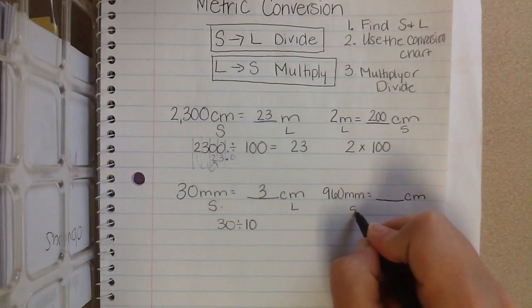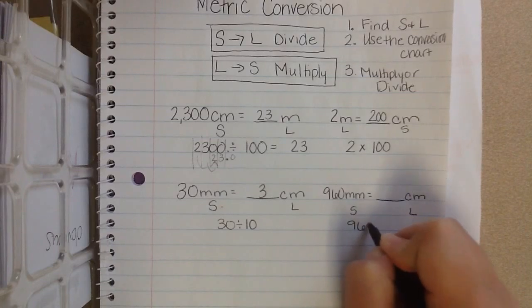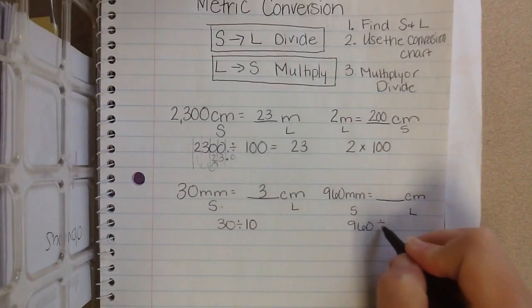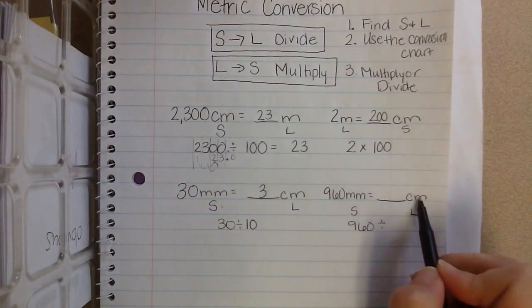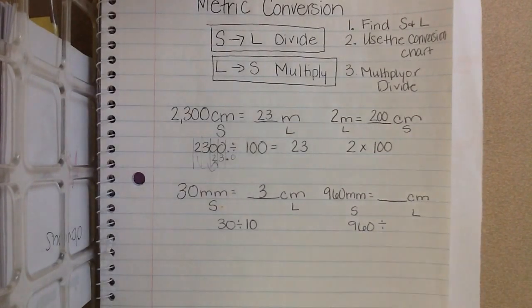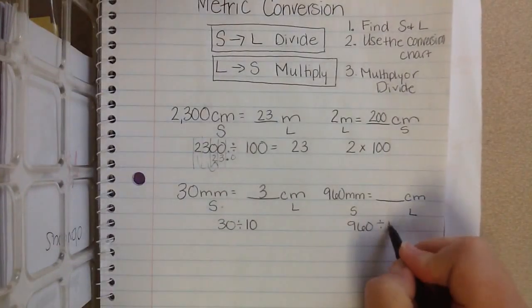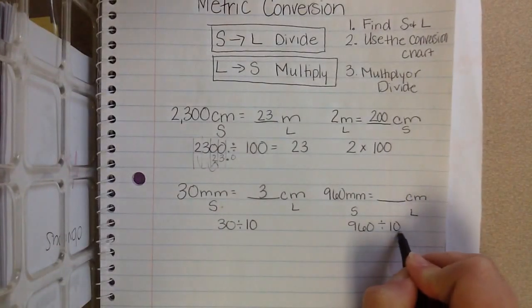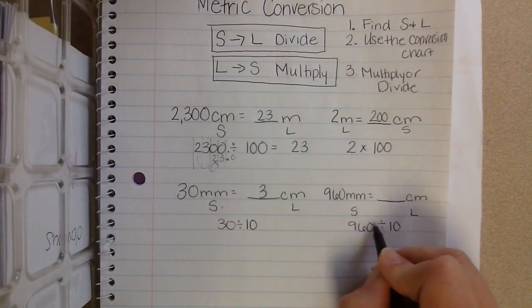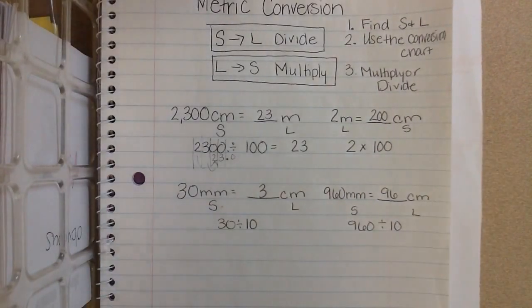Let's check your work. Smaller, larger. Smaller to larger, I am dividing. How many? There's not a centimeter inside of a millimeter. It's millimeters inside of centimeters. There are 10. 960 divided by 10, I'm shifting 1 power of 10. My answer should be 96.